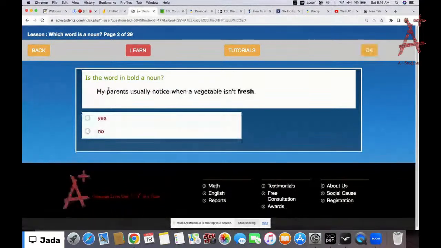Good job. Now the next one is: my parents usually notice when a vegetable isn't fresh. So for fresh, is fresh a noun? Let's see. Send in your answers. Ayomide says no. So fresh is not a noun. Everybody says no. Thank you.